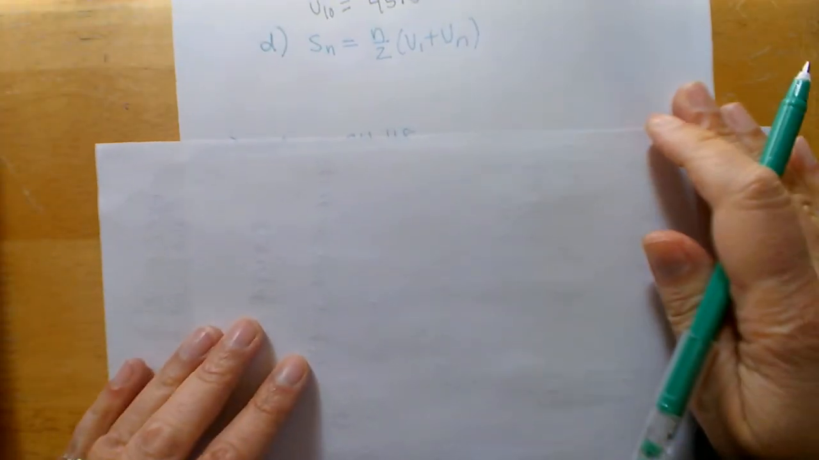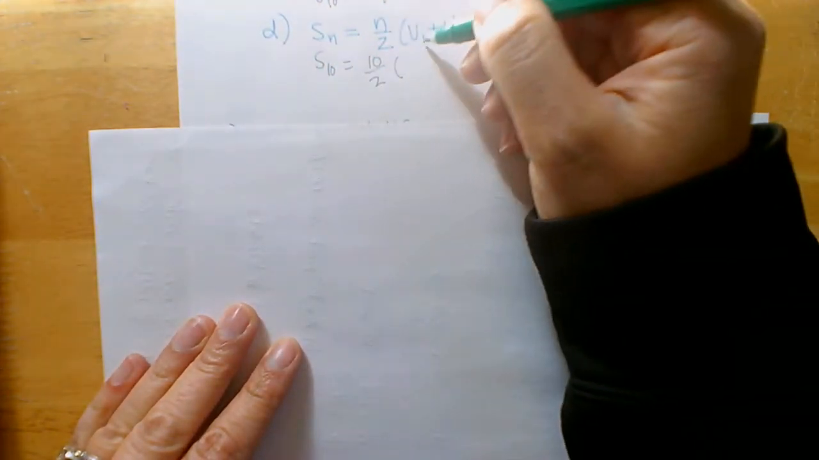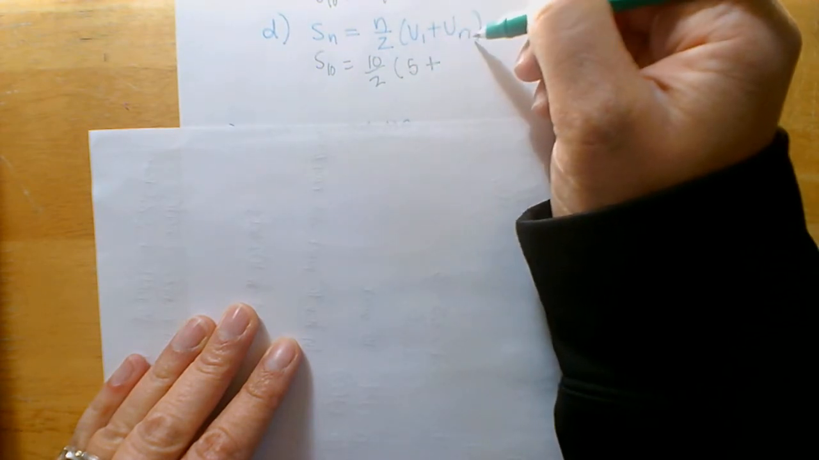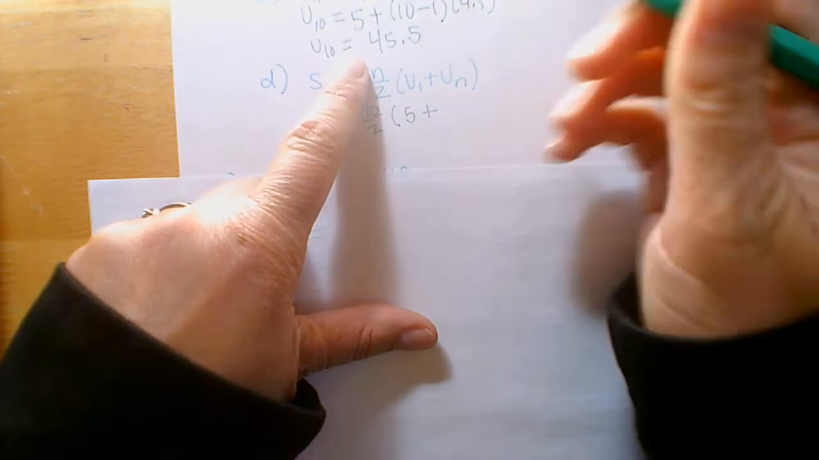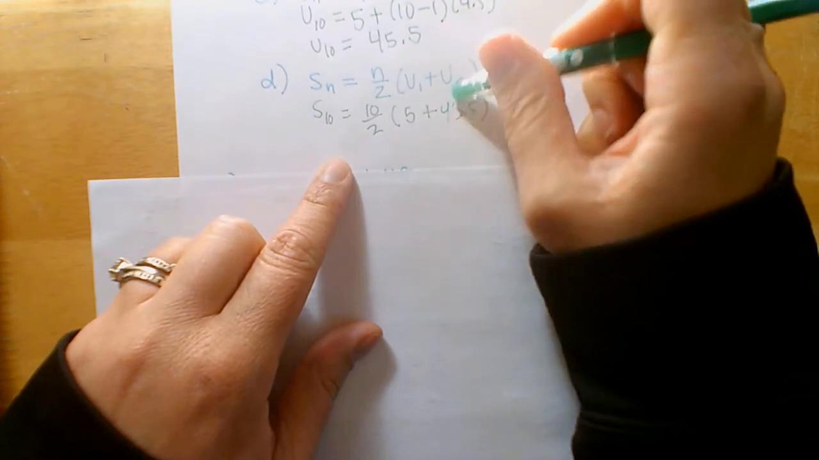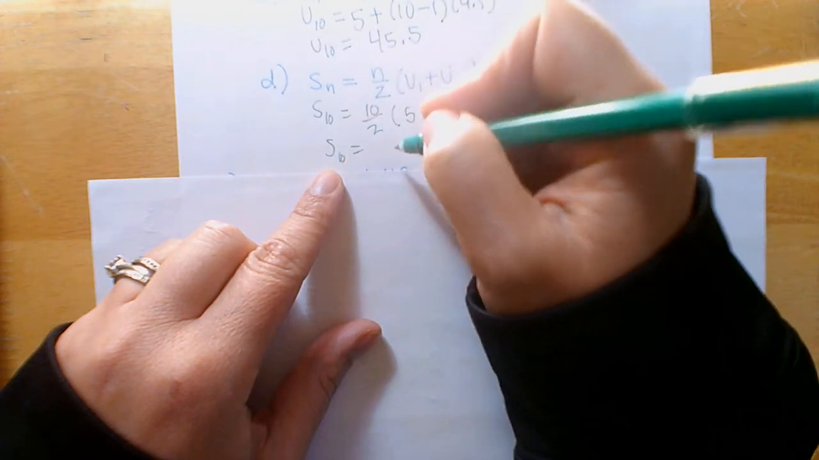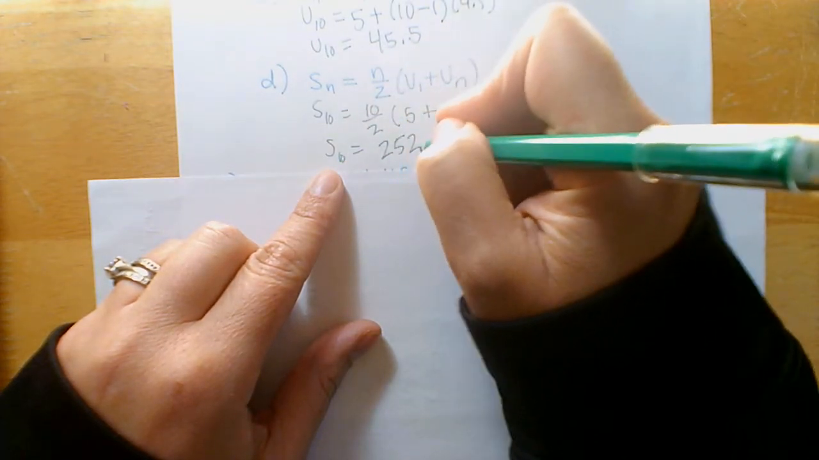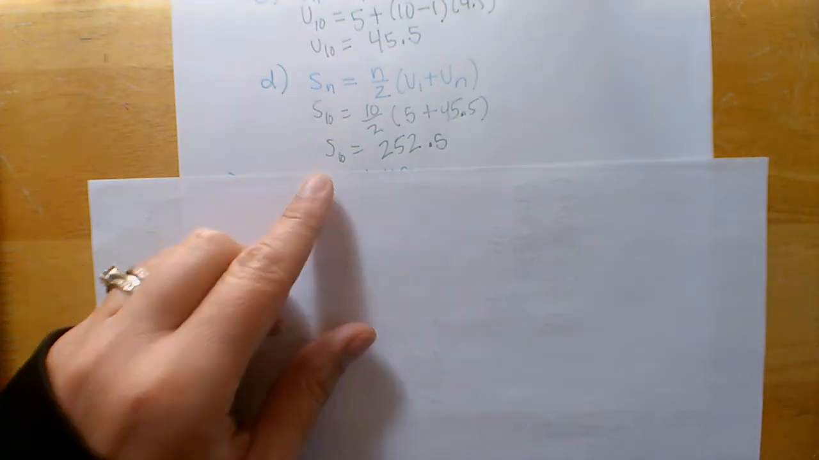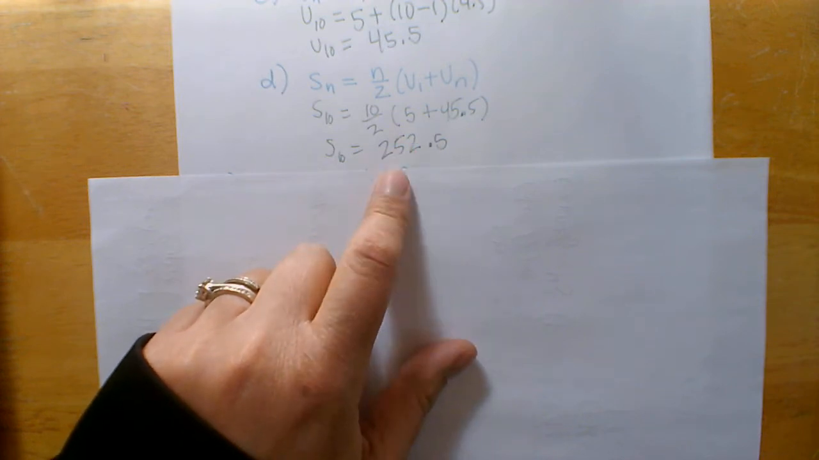Okay, next. Can you see that okay? Yep, okay. Next, we need to find the sum of the first 10 terms. In order to find the sum of the first 10 terms, we need to put the 10 in for n. So 10 divided by 2, U sub 1 is 5, plus U sub n. That's what we just found up here, 45.5. We're going to put this all in our calculator, and we're going to come out with 252.5. So if we kept going and counting 10 terms and then added all those terms up, we'd get a sum of those first 10 terms, 252.5.